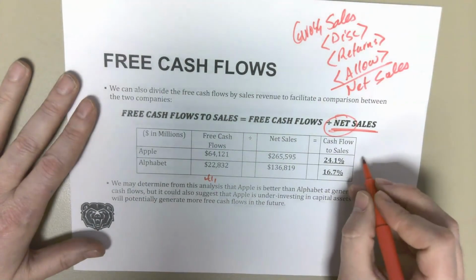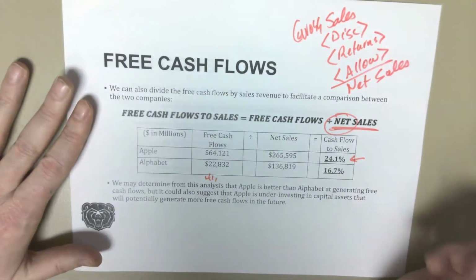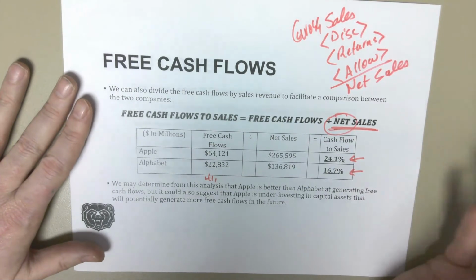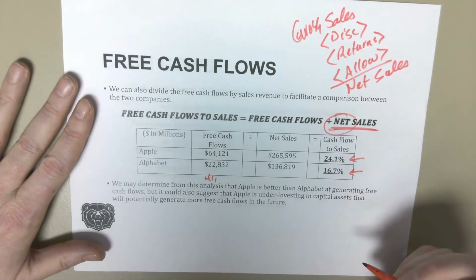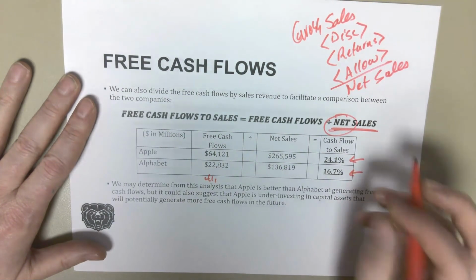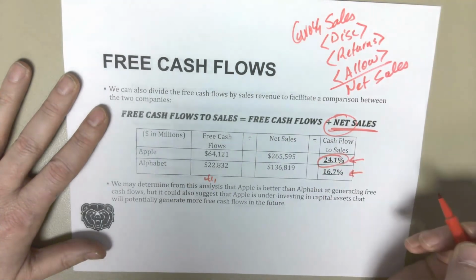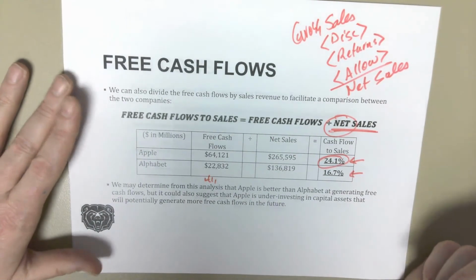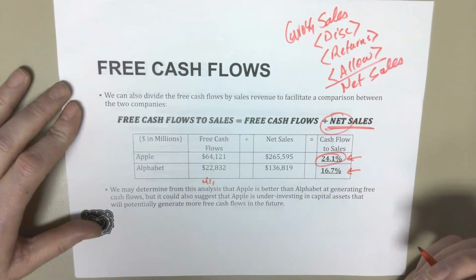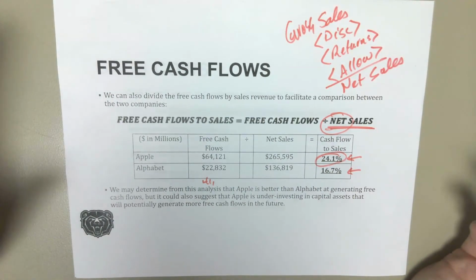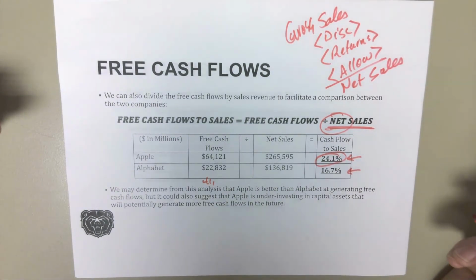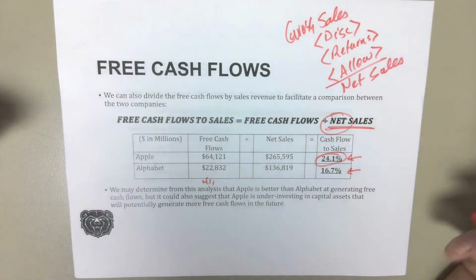So here we can see they've got 24.1% cash flow to sales and 16.7% cash flow to sales. So basically, for every dollar of sales they make, they've got free cash flow of 24.1 cents, 16.7 cents, okay? Now, while this may look like the better number, that 24.1%, we can say, well, maybe, just maybe, Apple's not investing in capital assets the way that they should. We want them to be investing in capital assets because those help us generate more cash flows in the future, right?